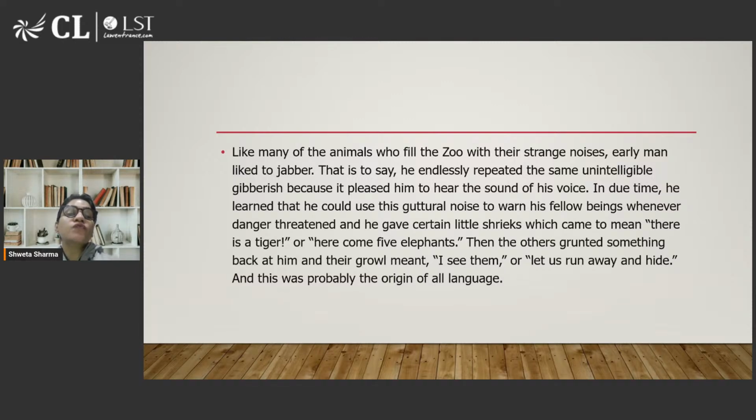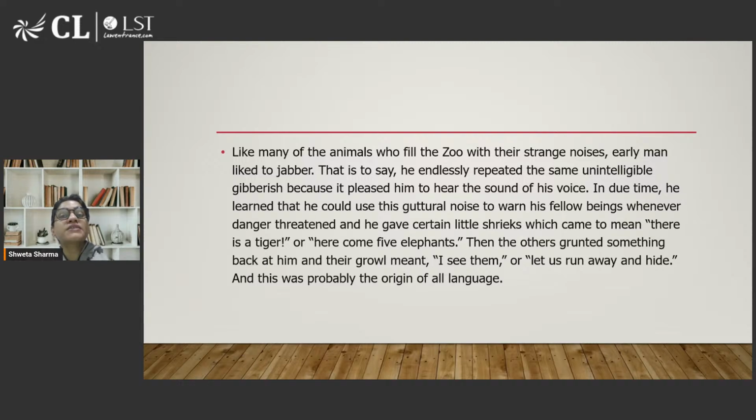Like many of the animals who fill the zoo with these strange noises, early man also had some noise, right? He didn't know how to speak, but he would jabber. He endlessly repeated the same unintelligible gibberish because it pleased him to hear the sound of his voice. In due time, he learned that he could use this guttural noise to warn his fellow beings whenever danger threatened.